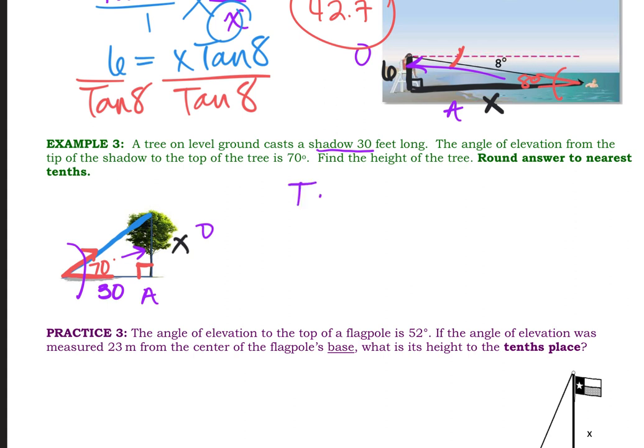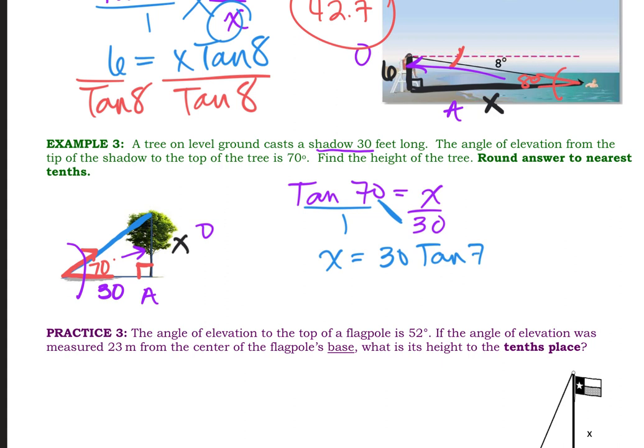So this one would be tangent of 70 is equal to X over 30. Ooh, this one's nice. I always like these. Right, because you put the one on bottom. You already see the numbers are touching, so you should know that is what? Multiplying. So 30 tangent of 70. What would 30 tangent of 70 give us? 82.4? All right. So we're going to go with 82.4.